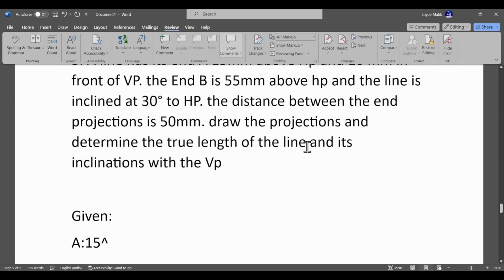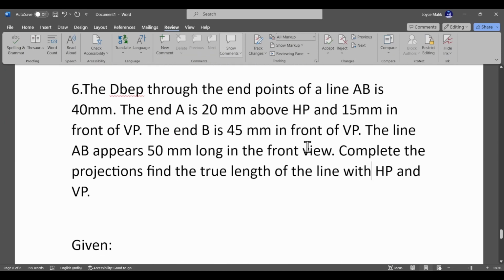Here is our next question. The DBEP through the endpoints of a line AB is 40 mm. The end A is 20 mm above HP and 15 mm in front of VP. The end B is 45 mm in front of VP. The line AB appears 50 mm long in front view. Complete the projection, find the true length of the line with HP and VP.